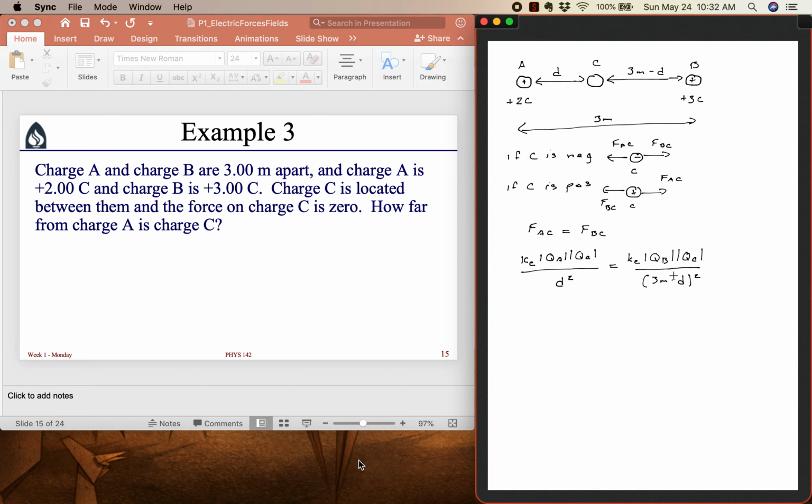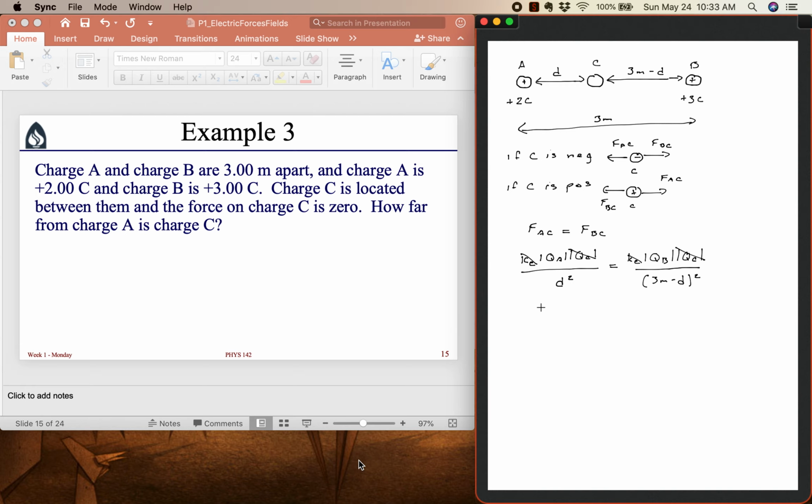So I think I can actually simplify this expression a little bit. If I have Coulomb's constant on both terms, so if I divide both sides of the equation by Coulomb's constant, that will cancel out. Likewise, I notice that I have Q sub C on both sides of the equation. So if I divide both sides by Q sub C, then that will also cancel. And that's awfully convenient because now it doesn't matter that I don't know how much charge is on C.